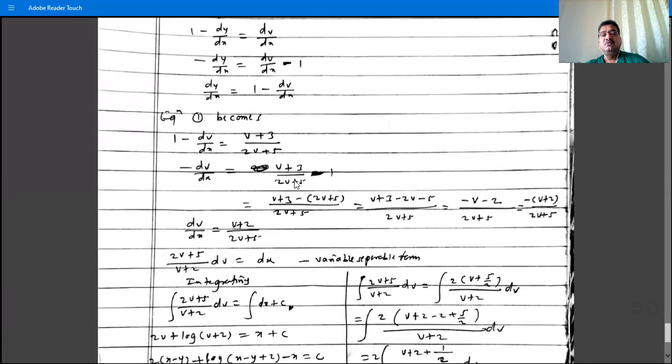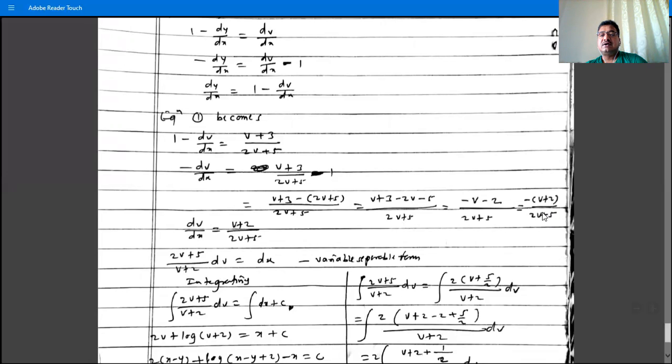And then take 2v plus 5 as LCM. So v plus 3 minus 1 into (2v plus 5). So we have v plus 3 minus 2v minus 5 divided by 2v plus 5, and then it becomes v minus 2v is minus v, 3 minus 5 becomes minus 2. So minus in bracket (v plus 2) divided by (2v plus 5).